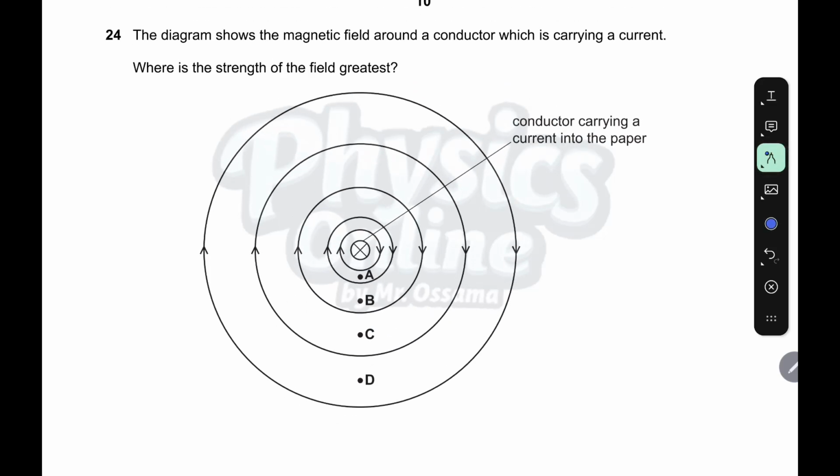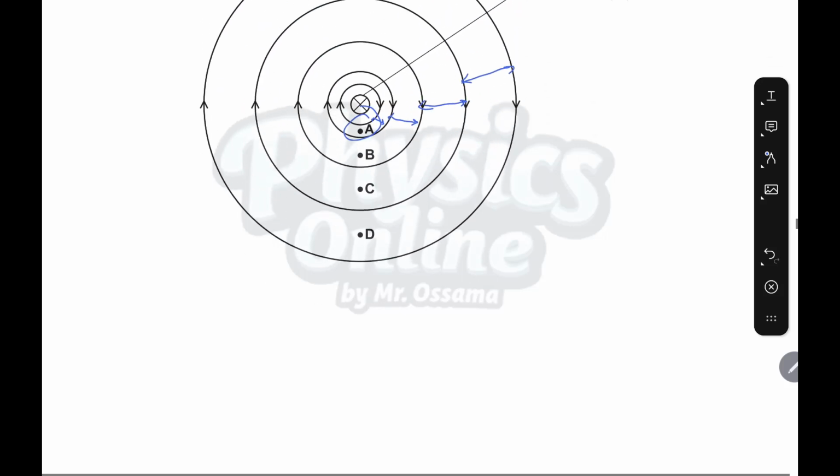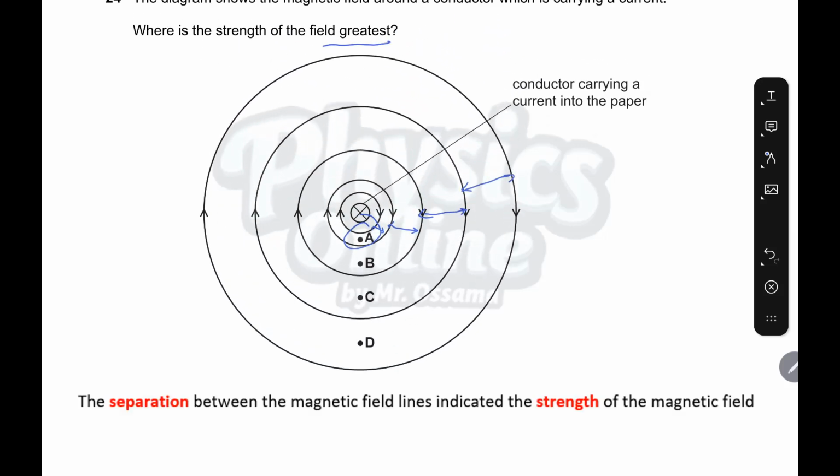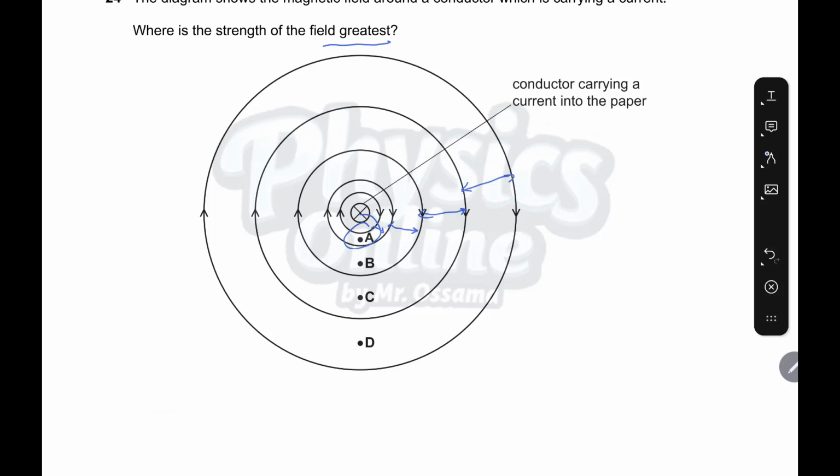The diagram shows the magnetic field around a conductor which is carrying a current. Where is the strength of the field greatest? It is greatest where the separation is shorter. Here the separation is less. As we go away, separation increases. So at A, where the separation is less. Remember that the separation between magnetic field lines indicates the strength of the magnetic field.